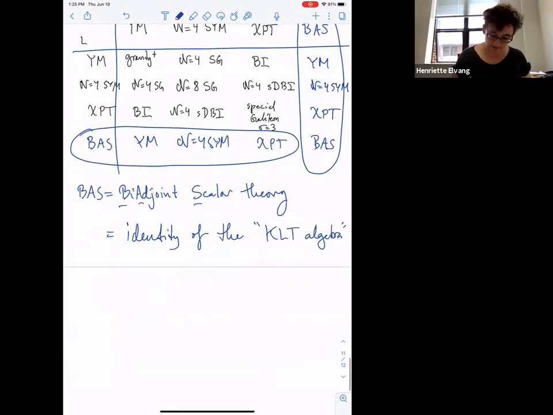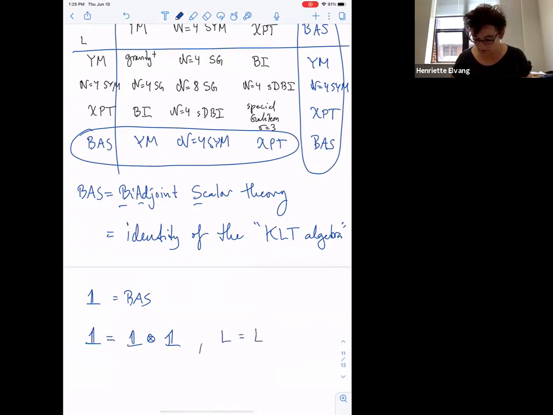And what is that algebra? It says that when I call the bi-adjoint scalar theory the identity element, I have an identity that says that this thing double copies to itself. If I double copy a left theory with it, I get the left theory back. And if I double copy the right theory with it, I get the right theory back. So this is what I would call the KLT algebra.